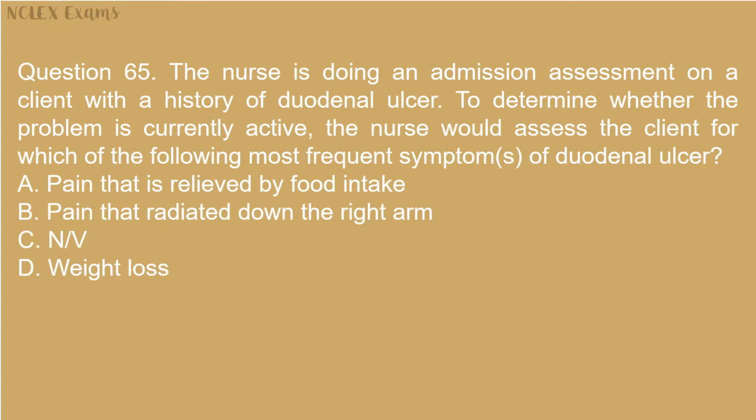Question 65. The nurse is doing an admission assessment on a client with a history of duodenal ulcer. To determine whether the problem is currently active, the nurse would assess the client for which of the following most frequent symptoms of duodenal ulcer? A. Pain that is relieved by food intake. B. Pain that radiates down the right arm. C. Nausea and vomiting. D. Weight loss.